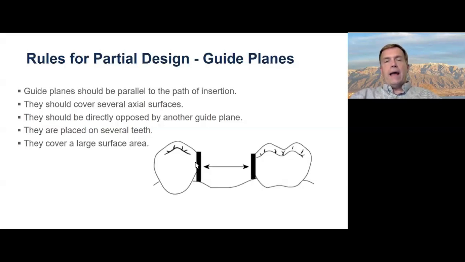Sometimes when we do a back action clasp, in other words, a clasp that kind of comes around the lingual or something like that to hide clasping, having good guide planes is really important.